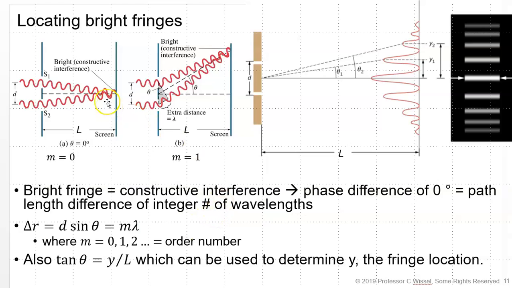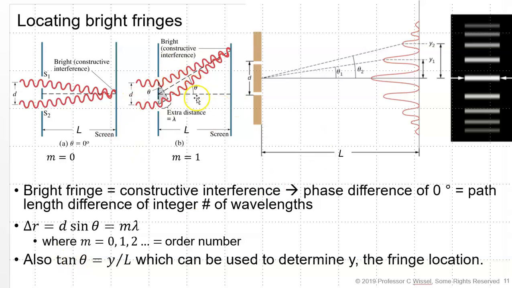Now, the bright fringe will be constructive interference, the phase difference of 0 degrees. The path length difference is an integer number of wavelengths. And this occurs when delta R equals D sine theta equals M lambda. Here's the integer number of wavelengths, where M equals 0, 1, 2. That's the order number. This tells which fringe it is. 0, 1, 2. Okay, there's one on either side.